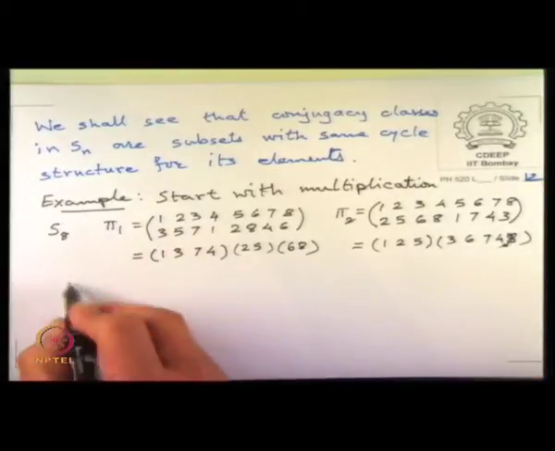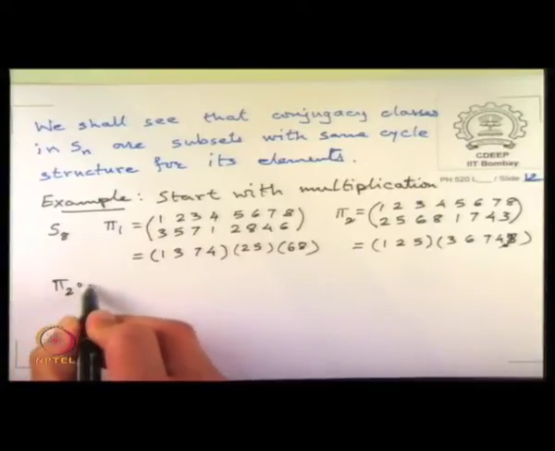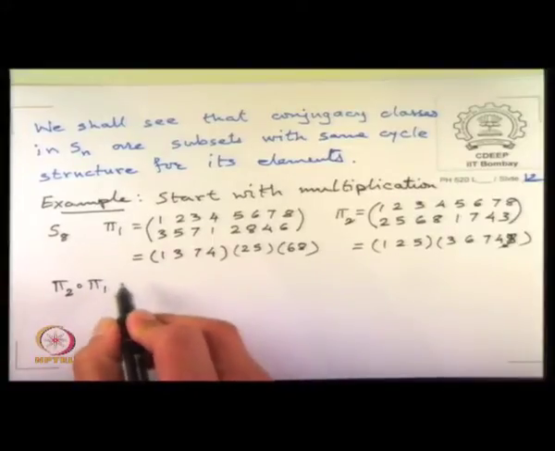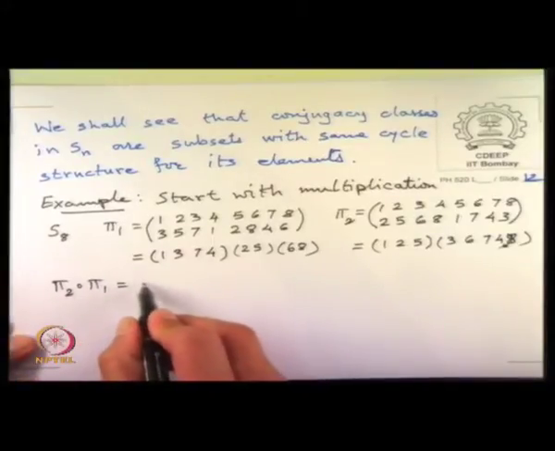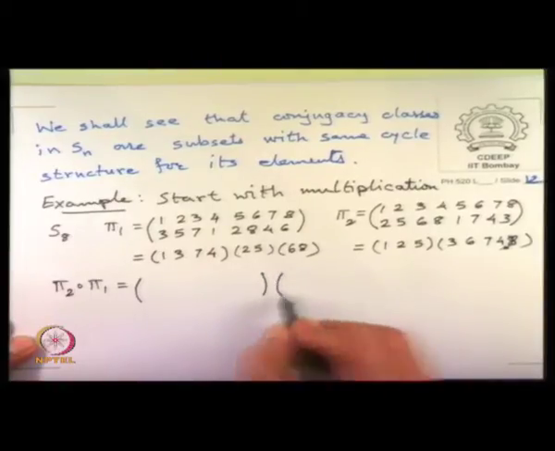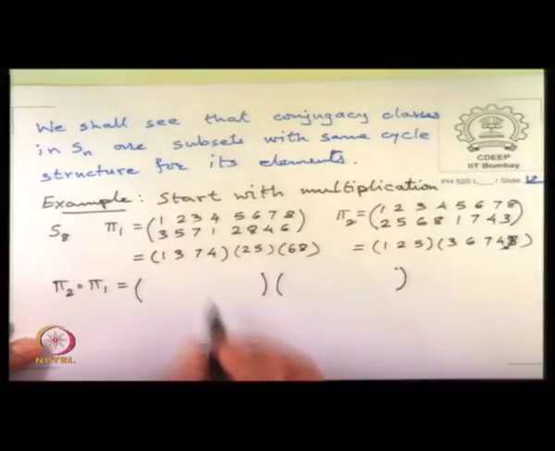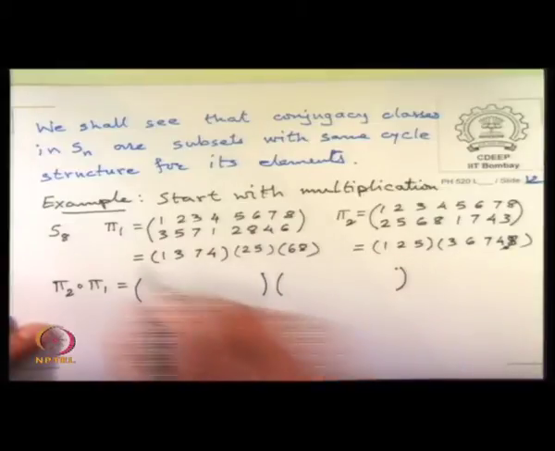Now, suppose we take pi 1 O pi 2, pi 2 O pi 1 first. How do we do this? We want to be able to cancel this with this. So, pi 1 I write over here.